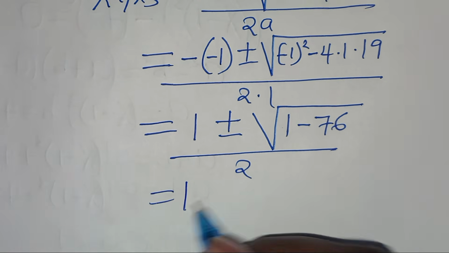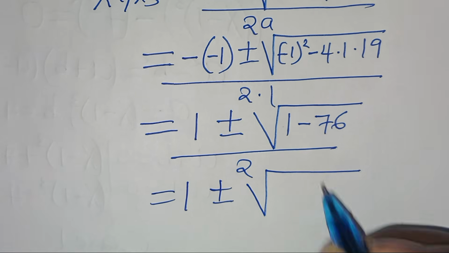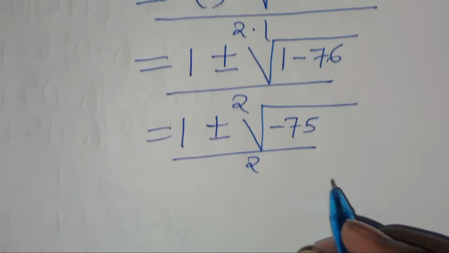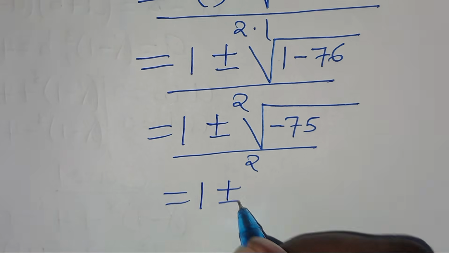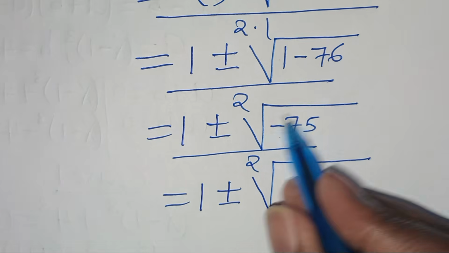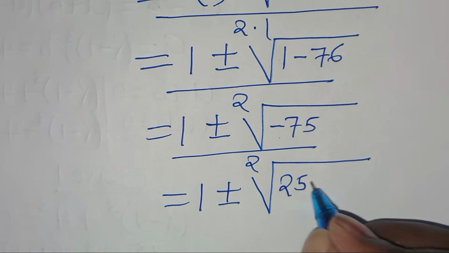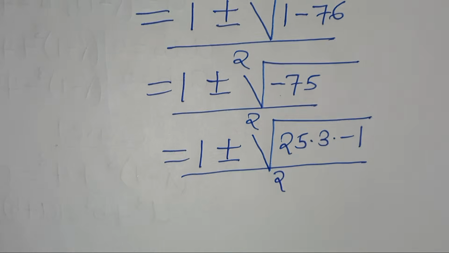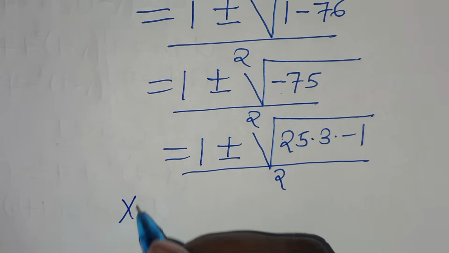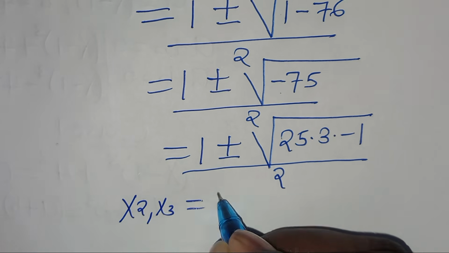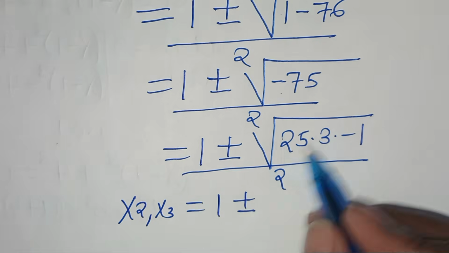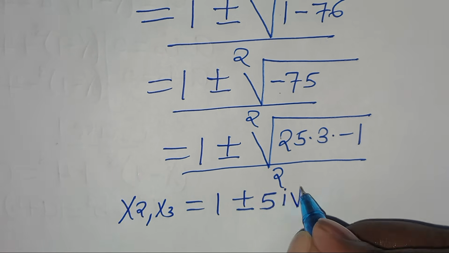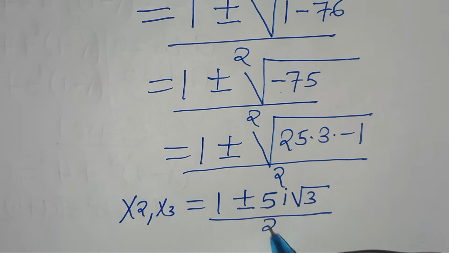So we have 1 plus or minus the square root of 1 minus 76. This is negative 75 divided by 2. So this means that we have 1 plus or minus. We can express the square root of negative 75 as 25 multiplied by 3 multiplied by negative 1, divided by 2. So this implies that x2, x3 is equal to 1 plus or minus the square root of 25, this is 5, square root of negative 1, this is i, then square root of 3, divided by 2.